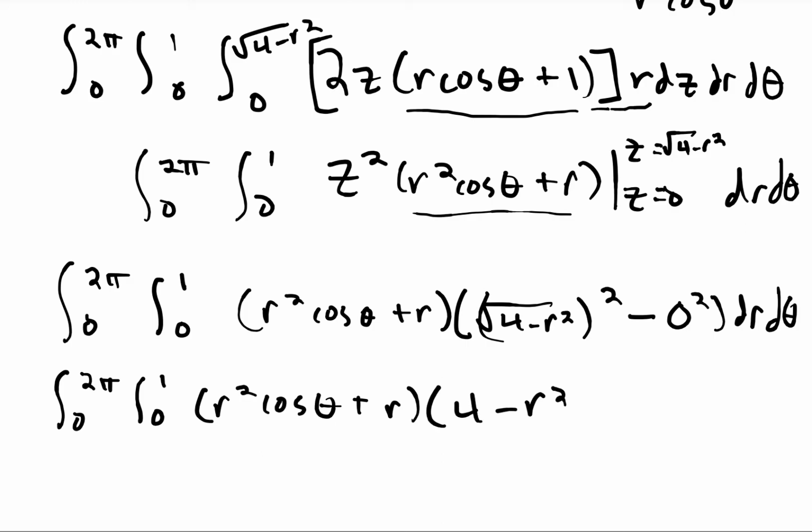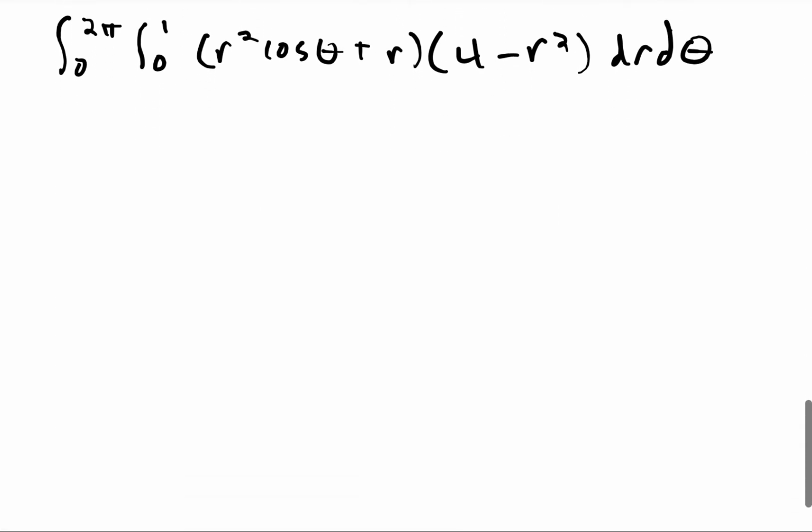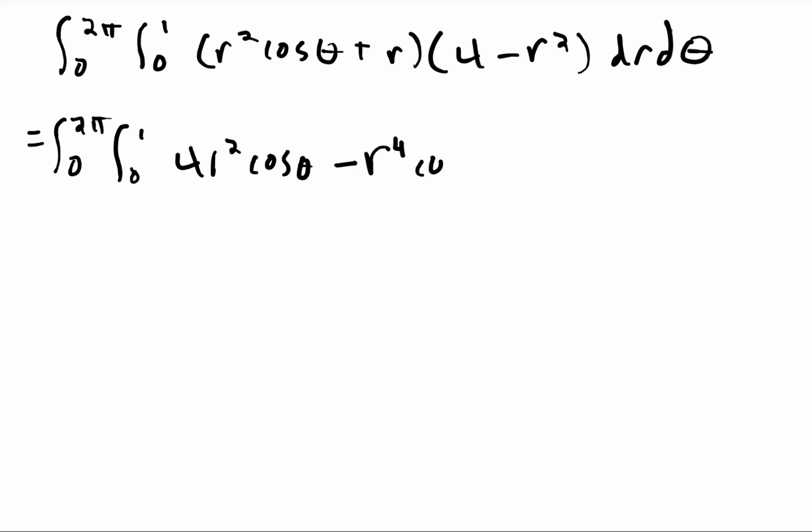I basically just got a 4 minus r squared left over here that I now have to antiderive with respect to r. Now, I've got a product. I probably don't want to antiderive this as is. What I would suggest is that we actually FOIL this out before evaluation. So, first terms, I'm going to get 4r squared cosine theta. My outer terms, I'm going to get minus r to the 4th cosine theta. My inner terms, I'm going to get 4r. In my last terms, I will get minus r cubed.